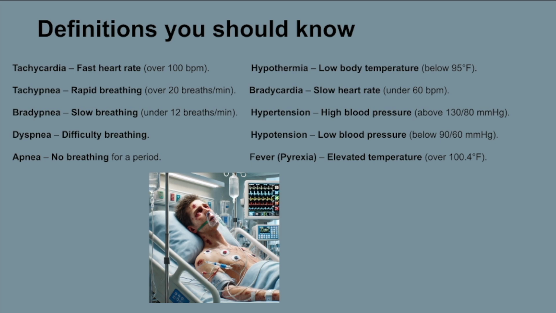So if you see a heart rate of 110 beats per minute, it's outside the normal range, and you'll want to assess the patient further and look for any other signs to figure out what's going on. Maybe they just came back from a brisk run. Using your assessment skills is going to be very important here. And knowing these definitions is going to be even more important.